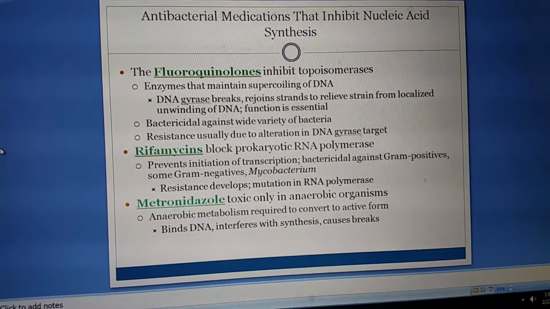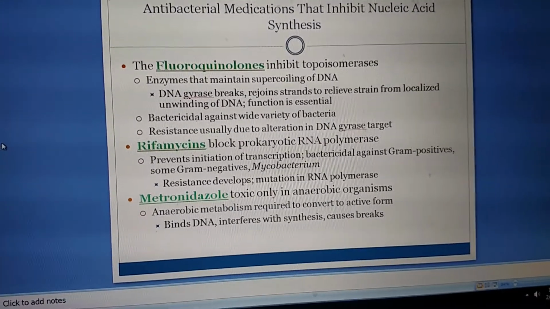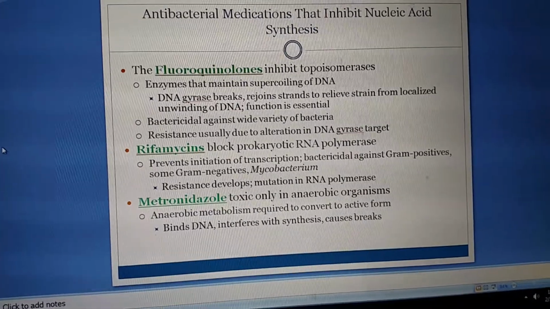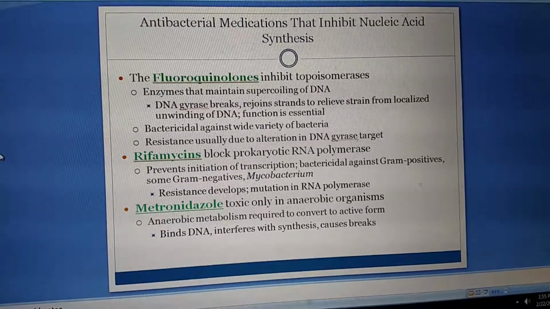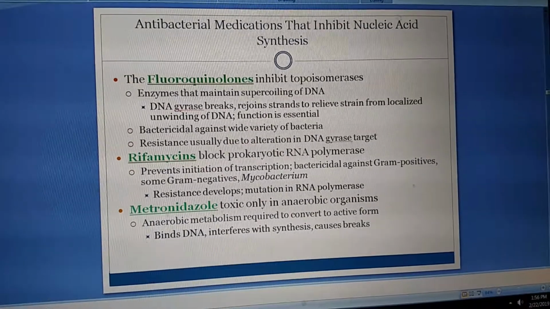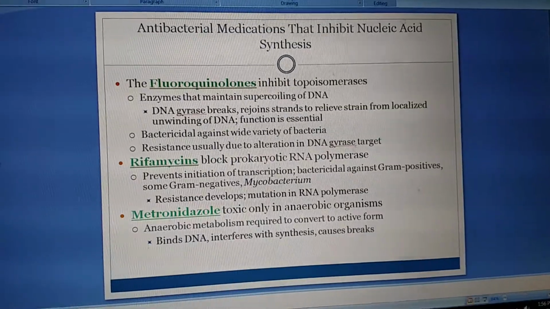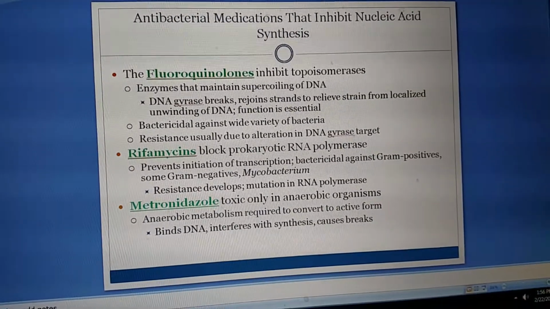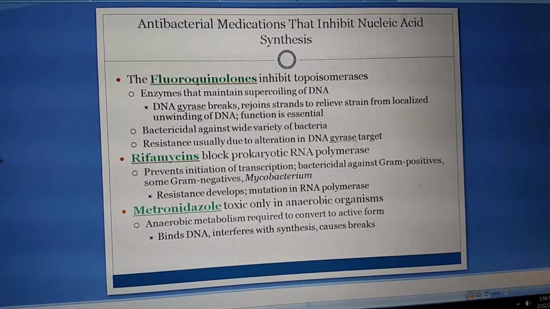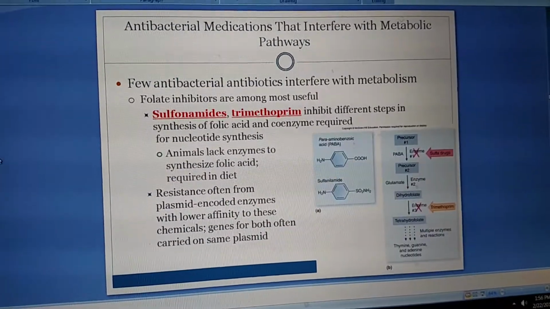You have rifamycins. These will actually interfere with RNA polymerase. And you have metronidazole. This only works in species that are anaerobic. You need the anaerobic metabolism to have a reaction with the drug because it converts it to an active form. Unfortunately, you can actually have mutations in the bacteria that allow resistance to these medications.